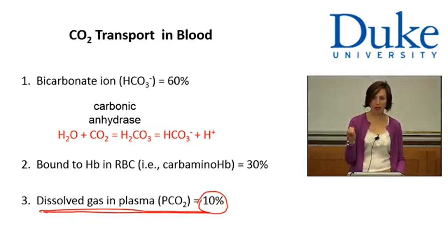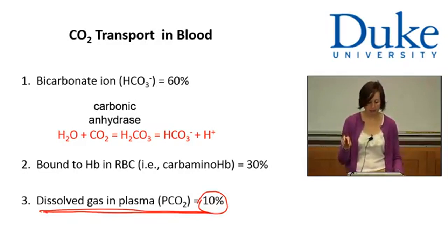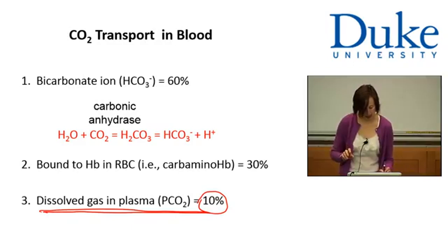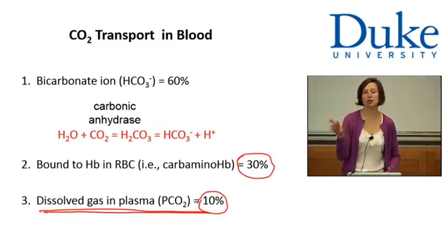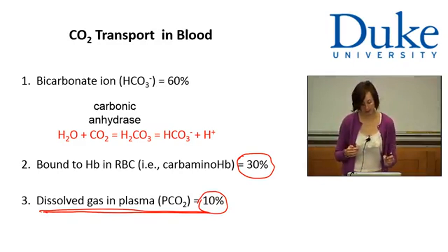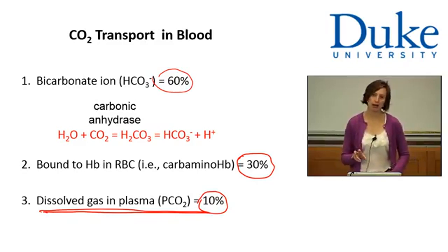CO2 can bind to hemoglobin, and particularly deoxyhemoglobin. It has a higher affinity, and so that will also account for a significant portion of CO2 in blood, that it's bound to hemoglobin. But most of CO2 in blood, 60%, will be as bicarbonate ion.